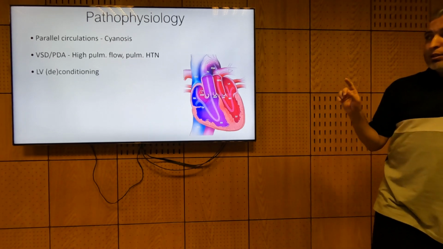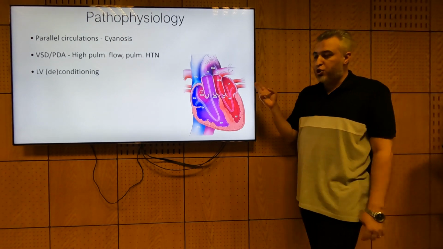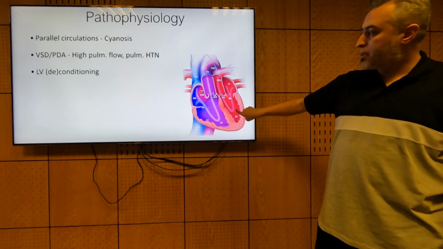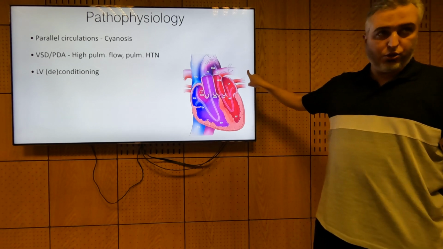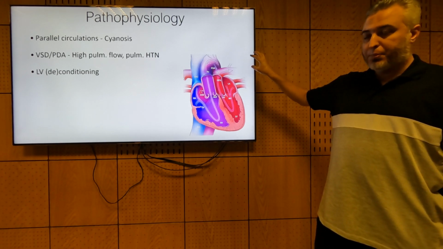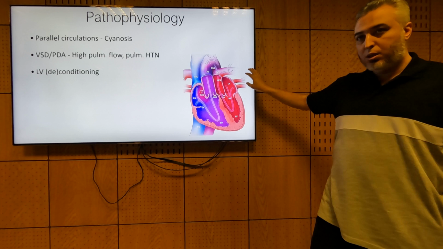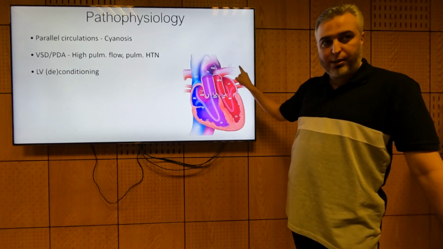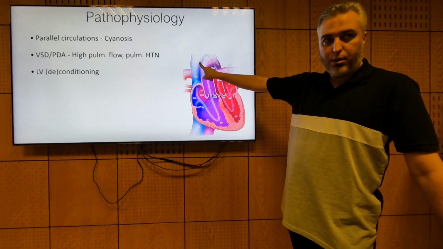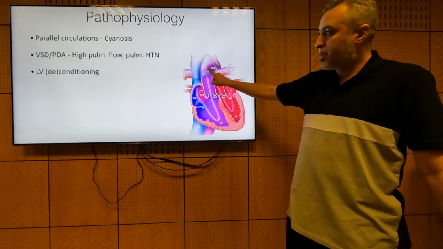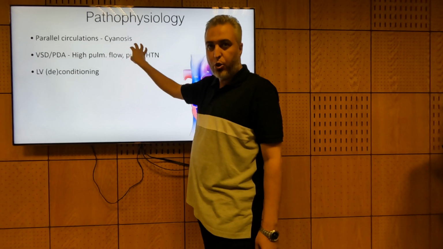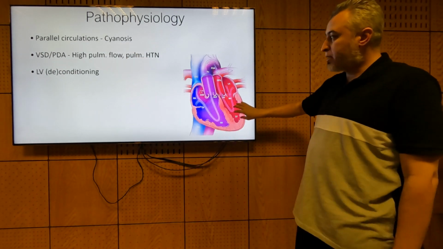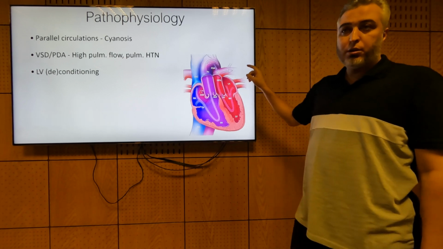Also the state of the LV conditioning or deconditioning. So in these patients, the left ventricle is exposed to the pulmonary circulation. And since the pulmonary vascular resistance is a lot lower than the systemic vascular resistance, the pulmonary artery pressure is a lot lower than systemic pressure, obviously provided that there is no big communication, no big VSD or PDA. And then the LV will be exposed to low pressure.